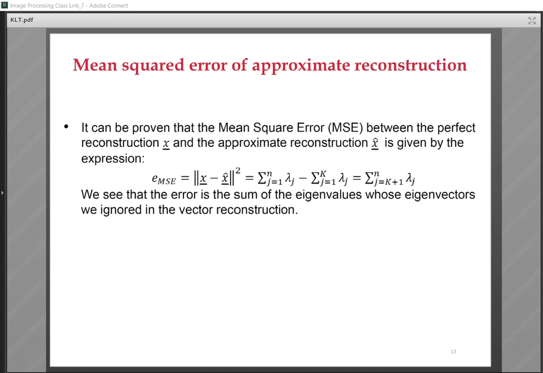And this is inversing KLT with some compaction and comparison. Okay, these components. Next slide. Mean squared error of approximate reconstruction.